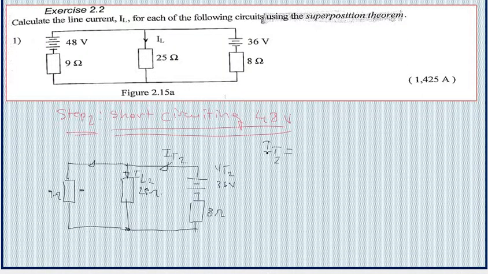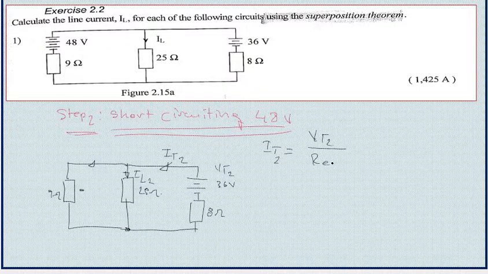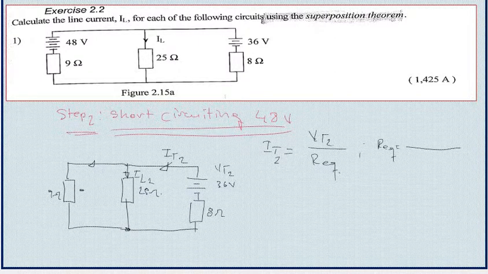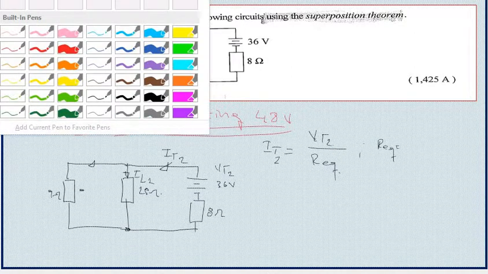So to get the total current, we are going to use this formula here. We have the supply voltage divided by the equivalent resistance. So now to calculate the equivalent resistance, we are going to apply the same logic that we applied in step 1.